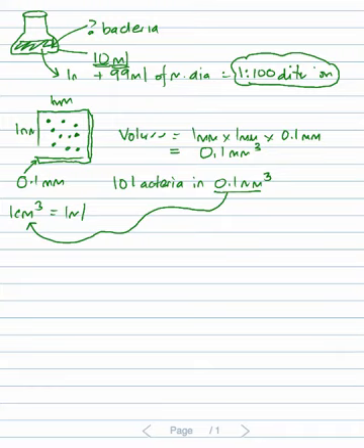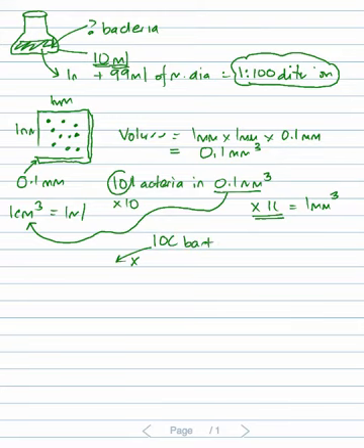So the first thing I'm going to do is try to get this into 1 millimeter cubed. To get 0.1 millimeter cubed into 1 millimeter cubed, I would multiply it by 10. That gives us 1 millimeter cubed. Now, I made the volume 10 times bigger, which means I need to multiply the number of bacteria by 10 also. So what we now have is not 10, but 100 bacteria in 1 millimeter cubed.